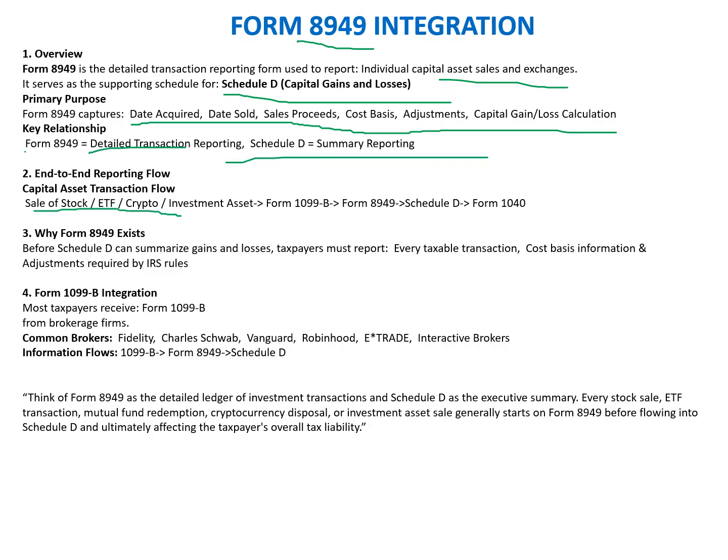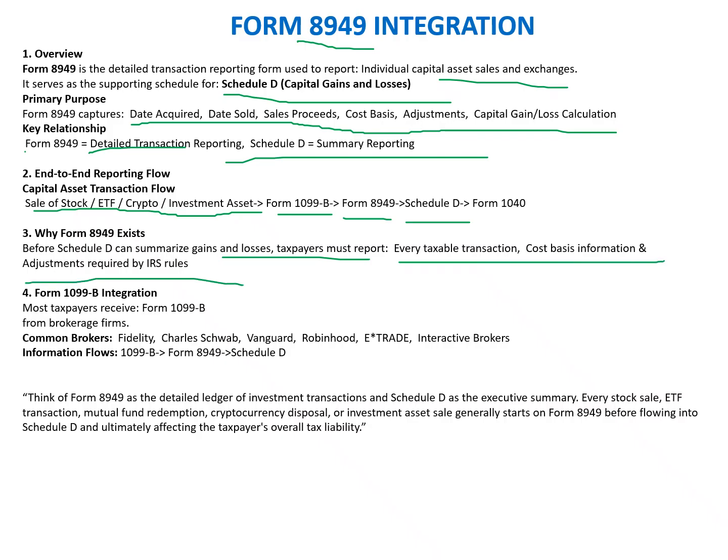Sales of stock, ETFs, cryptocurrency and other assets are reported in Form 1099-B. From 1099-B it moves to 8949, then to Schedule D, and finally to 1040. So why does Form 8949 exist? Before Schedule D can summarize the gains and losses, the taxpayer must report every taxable transaction, cost basis information, and adjustments required by the IRS.